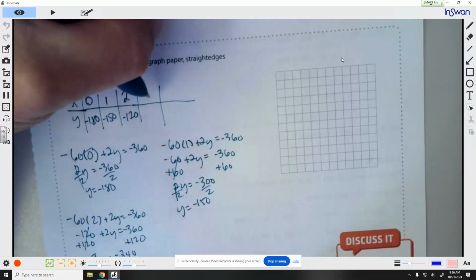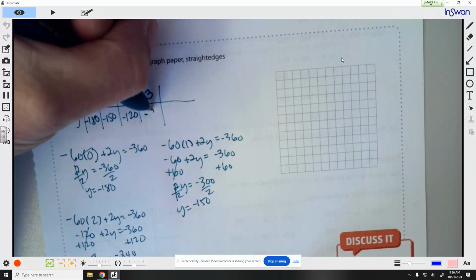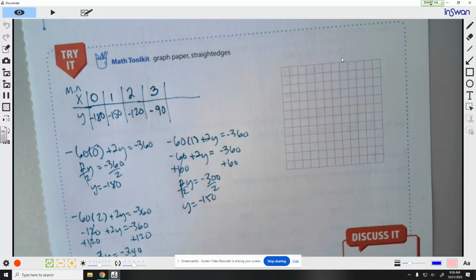Okay, you guys go ahead and solve for 3 minutes. All right, hopefully you got the correct answer of negative 90. Okay, so then we got some good values there. We could graph with that.